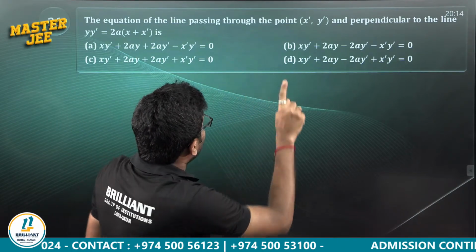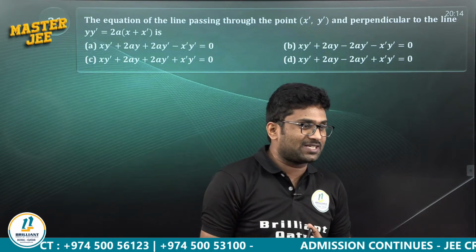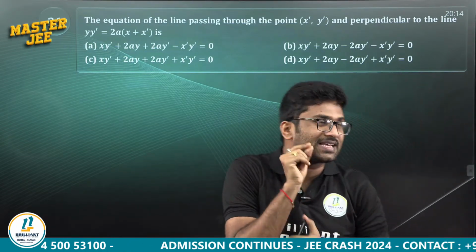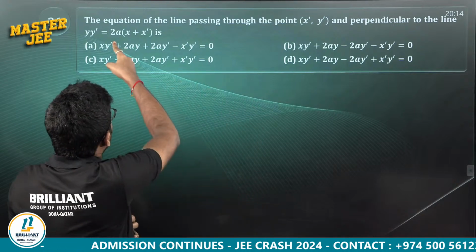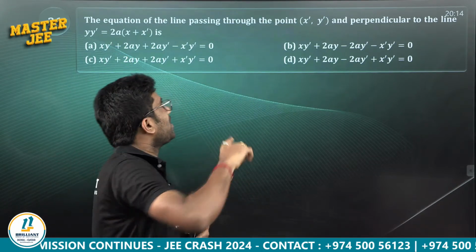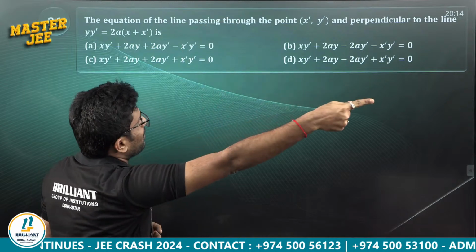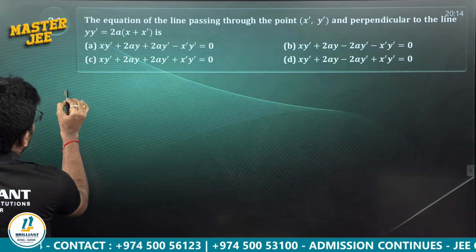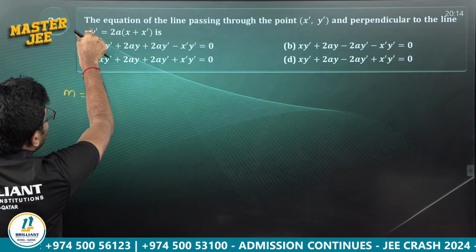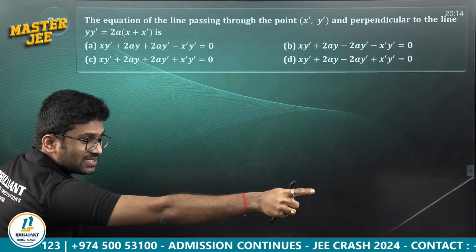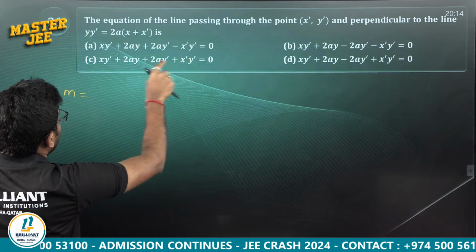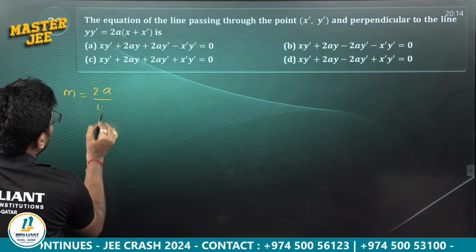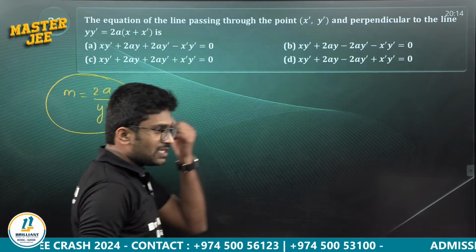26th question. The equation of a line passing through the point x dash comma y dash and perpendicular to the line. Guys, so simple. Just find the slope of this, get the perpendicular slope and pass through the point. First, what is the slope of this one? This is of the form y is equal to mx. For any line of the form y is equal to mx, m is directly the x coefficient. The x coefficient is 2a by y dash. This is the slope of the given line.